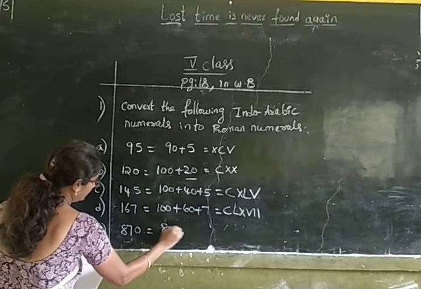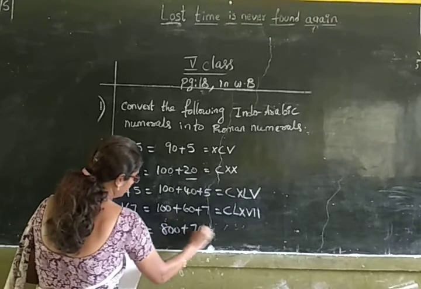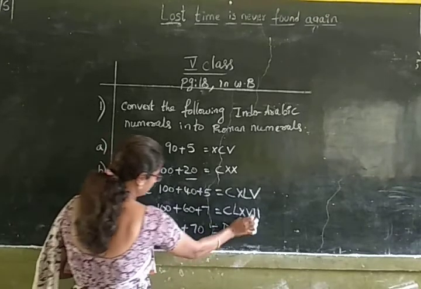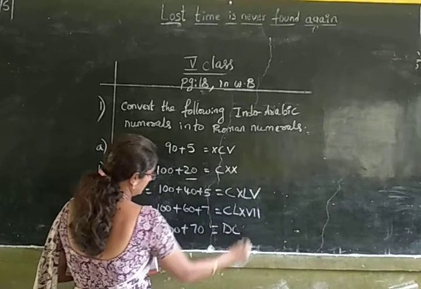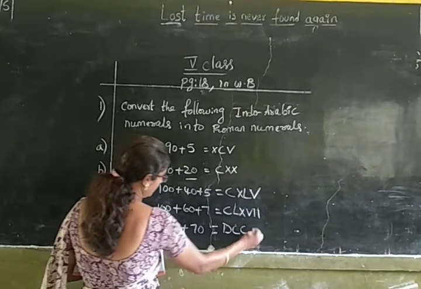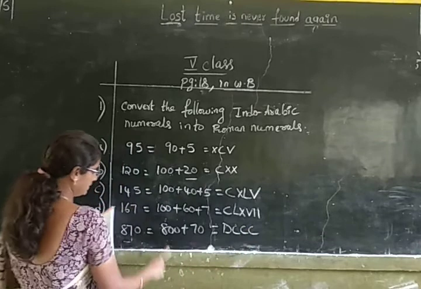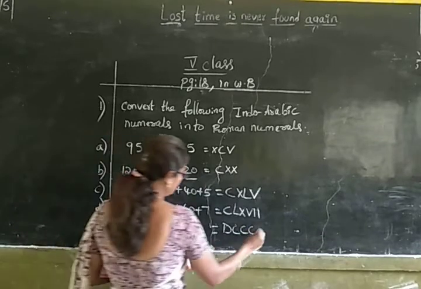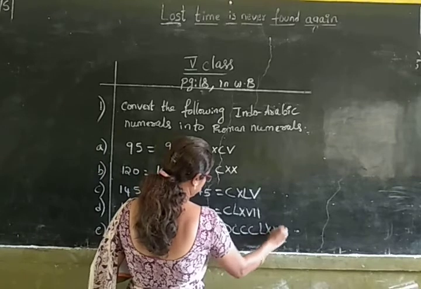870. 800 plus 70. 800 means D, which is 500, plus C means 600, plus C means 700, plus C means 800. So 800 means DCCC, and 70 means LXX.